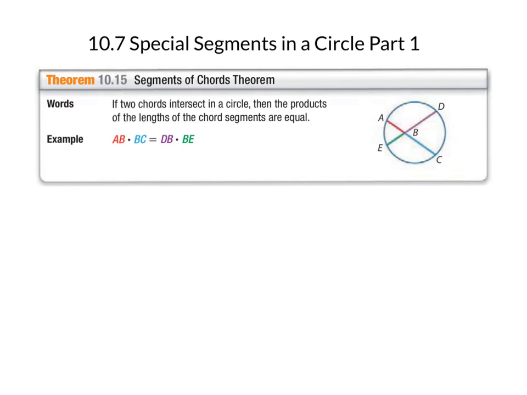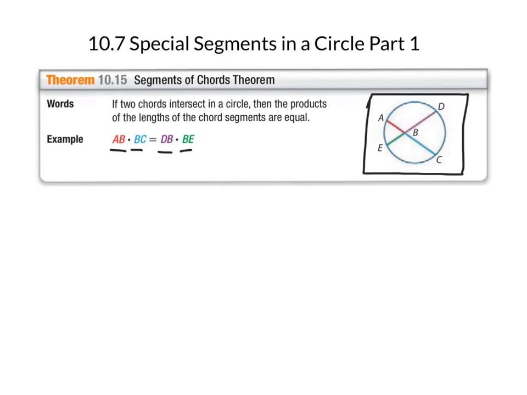Anyway, so today we're going to be doing 10.7 Special Segments in a Circle, Part 1. There is only one theorem for this video, and the theorem says that if you have chords in a circle and they intersect with each other, you can split those chords up into chord segments. So if you look at this picture here, there are 4 different chord segments. So segments are parts of a chord. And if you multiply AB times BC, that is always going to equal DB times BE. Kind of interesting how that happens.